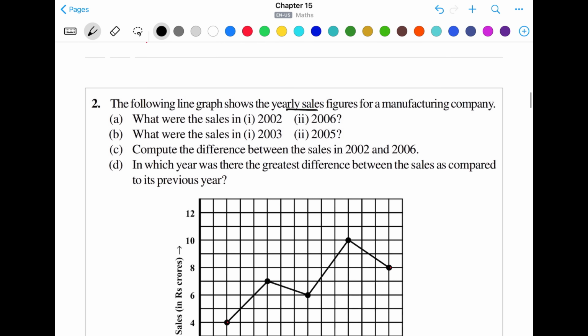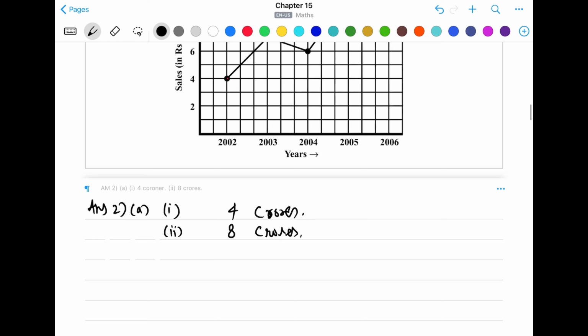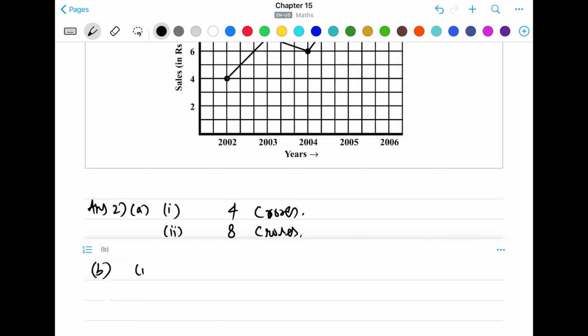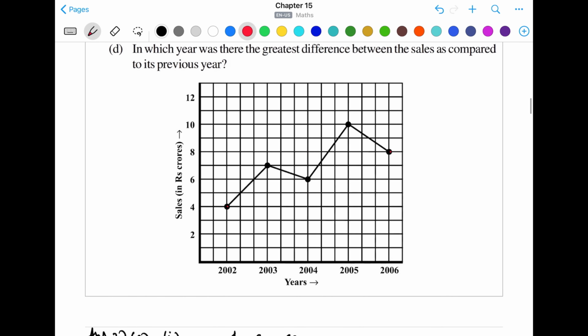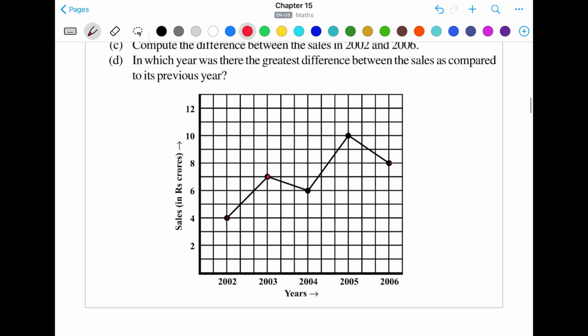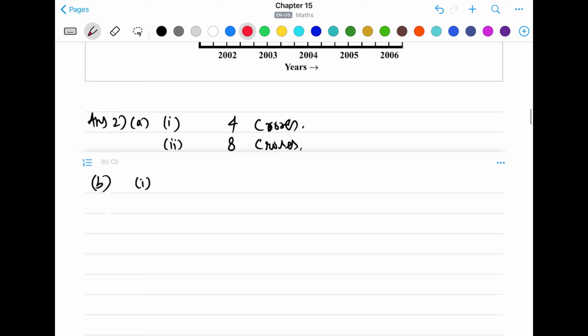Let's see next one. Next question is, what were the sales in 2003 and 2005? So part B is first is, in 2003 the sale was between 6 and 8, that means 7 crore, and in 2005 the sale was moved up, that is to 10 crore. So in 2003 it was 7 crores, and in 2005 it was 10 crores.